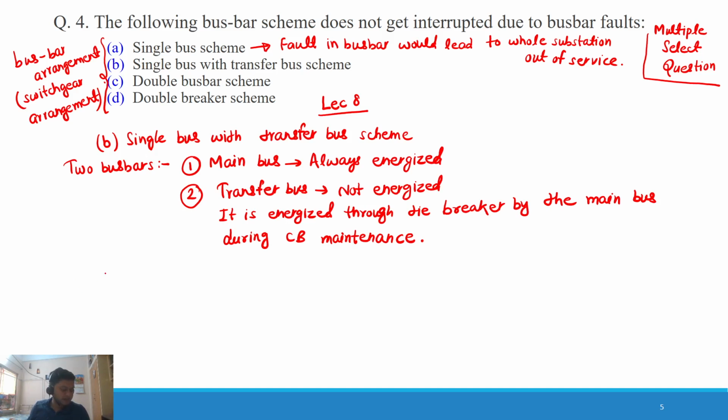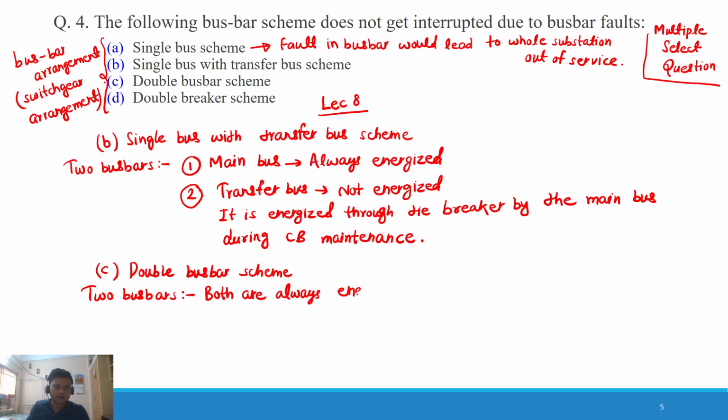And the double bus bar scheme and double breaker scheme both have double busbars. The double bus bar scheme has two busbars, and both are always energized and connected by a tie breaker.